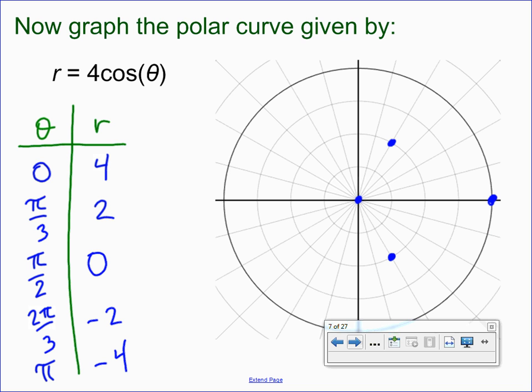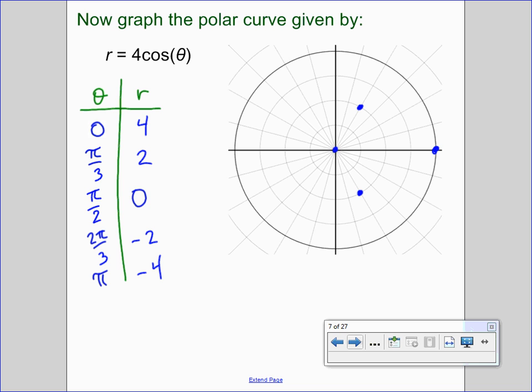Let's pick a pi over 4. So I pick pi over 4, cosine of pi over 4 is root 2 over 2 times 4 is 2 root 2. And root 2 is about 1.414. So that would be 2.828. So let's go pi over 4 direction, 2.828.